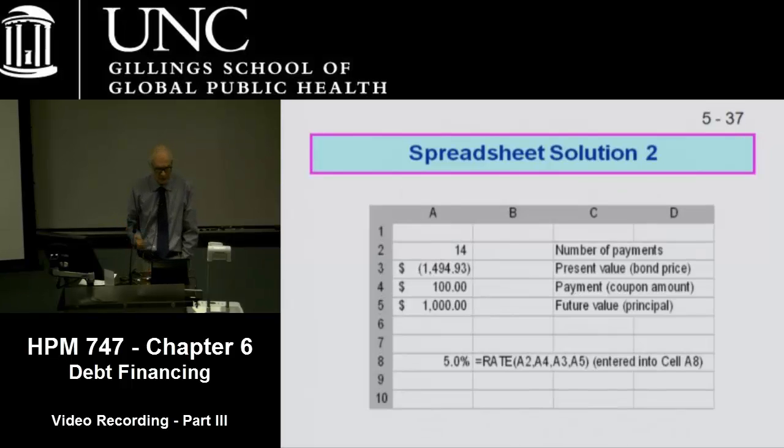We can also use the rate formula, which essentially says if the bond has 14 payments left, it's selling for $14.94 in the market, has a $100 annual coupon, and the maturity value of the bond is $1,000, then we can use the rate formula to give us what the yield to maturity on that bond is. So instead of having to go through all the complications, the formulas that we went through a few minutes ago, or list out all the different payments, we can simply use the rate formula to calculate the yield to maturity.